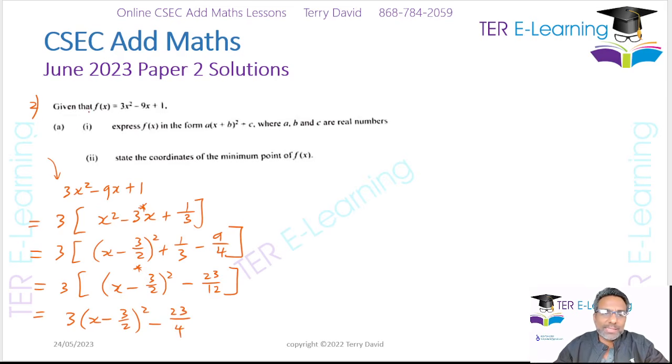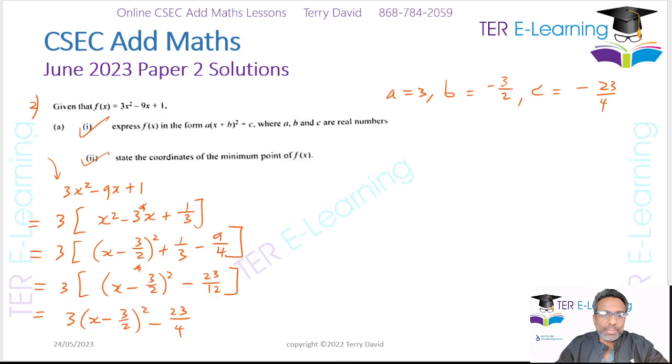So that's the answer for part 1. In part 1 here, we can say that A is equal to 3, B is equal to minus 3 over 2, and C is equal to minus 23 over 4.